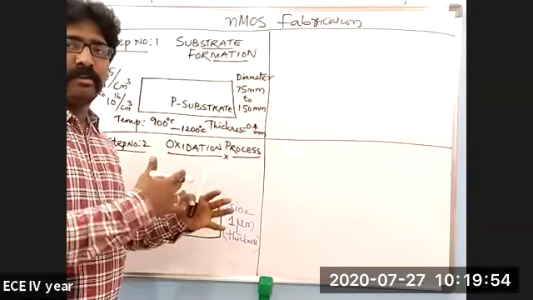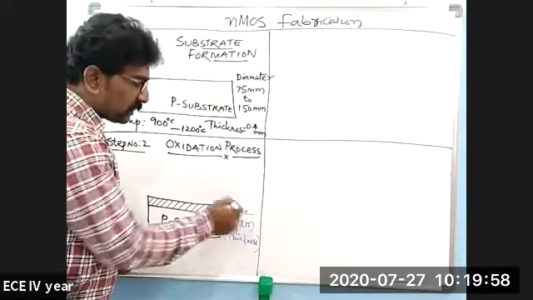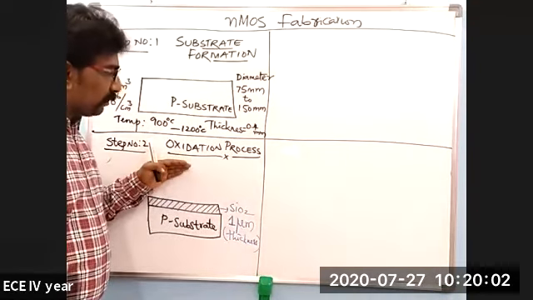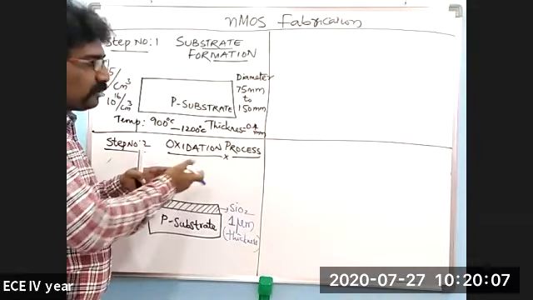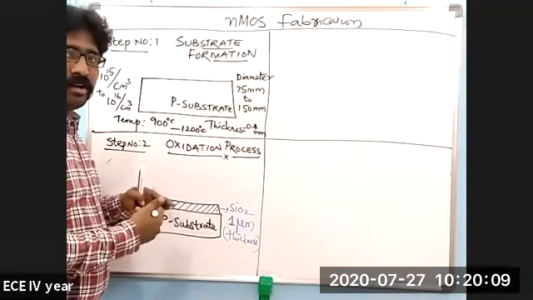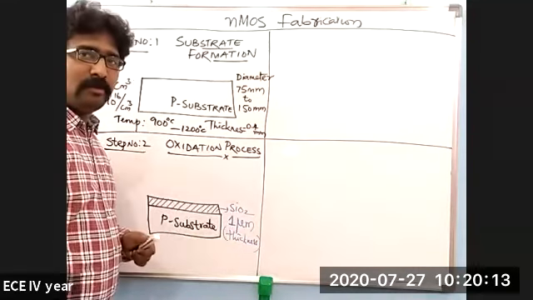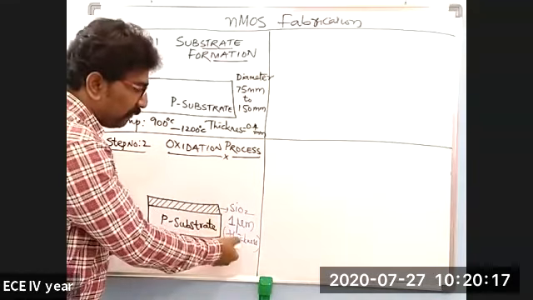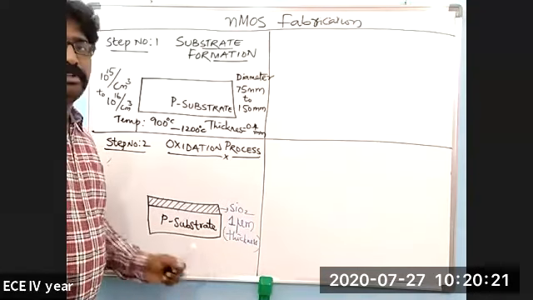Why? Because in the process you will come across other kinds of oxides which are much smaller compared to this 1 micrometer. So in the second process, the previous step's substrate will be subjected to an oxidation process. In that oxidation process, SiO2, silicon dioxide, will be formed on the surface, with a thickness of 1 micrometer.